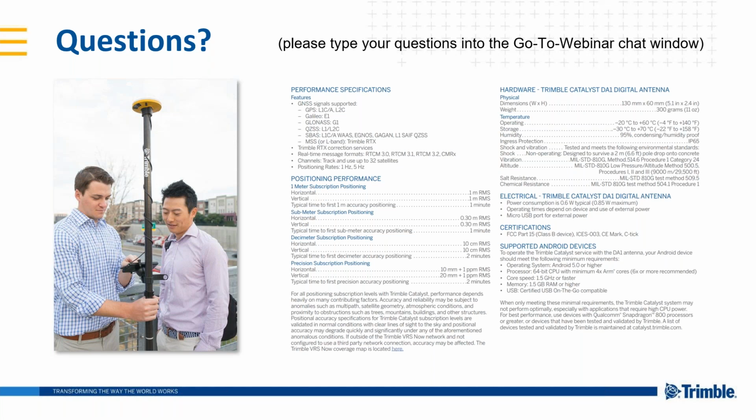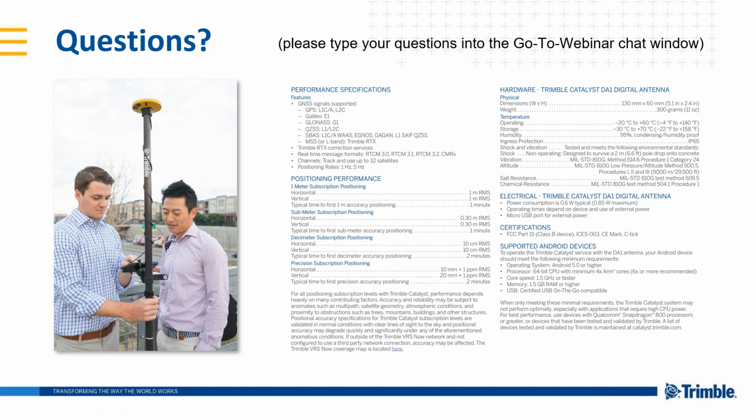The first question is, what is the difference between Catalyst and RTX? So Catalyst is the system that provides the positioning capability for an Android device. RTX is one of the different correction technologies that Catalyst uses to achieve the stated accuracy. I hope that's clear.